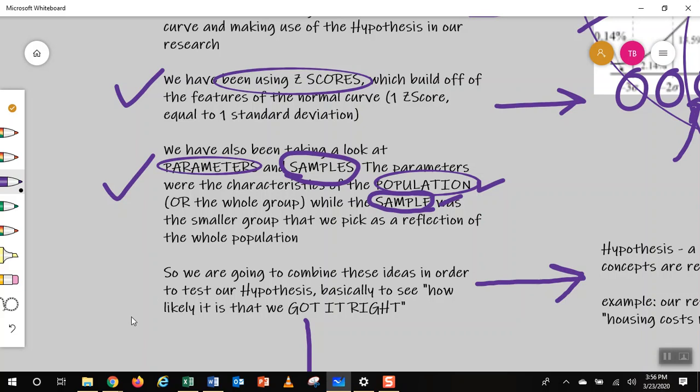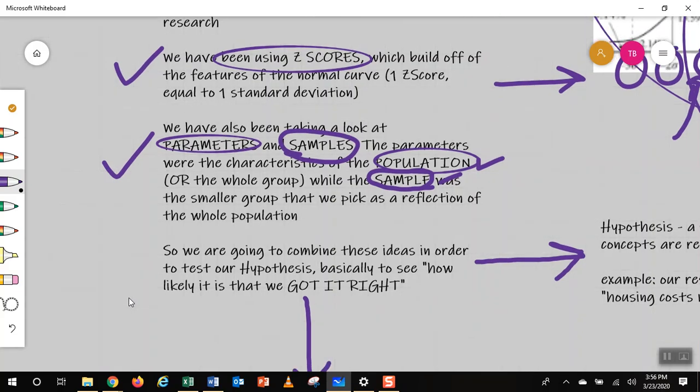So anything in stats is an estimate. So we're going to combine this idea then to see then, when we pick a sample of 30 students, how likely is it that we got it right? So a big question today, how likely is it we got this stuff right? Circle it.